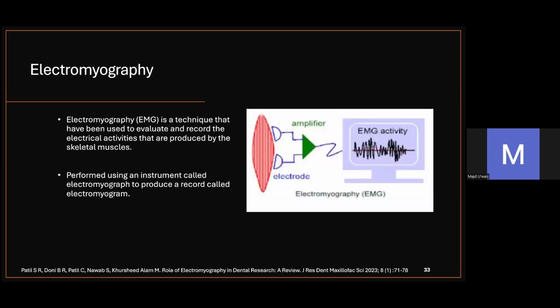Now we'll talk briefly about electromyography. Electromyography is a technique that has been used to evaluate and record the electrical activities produced by skeletal muscles, performed using an instrument called an electromyograph to produce a record called an electromyogram, as you can see in this figure, using only a software or a computer and two or more electrodes on the skeletal muscles.